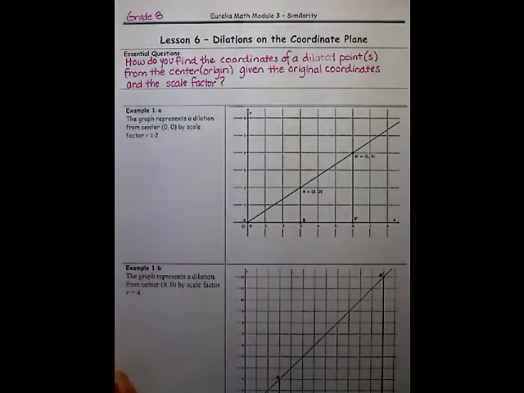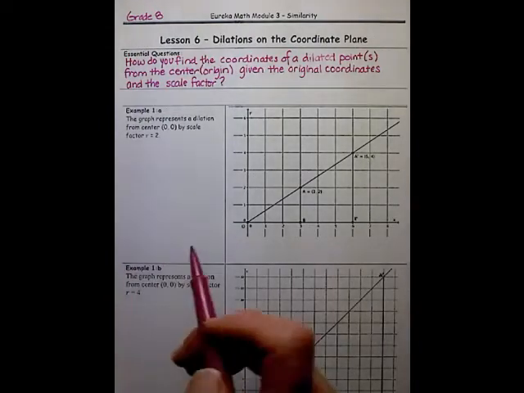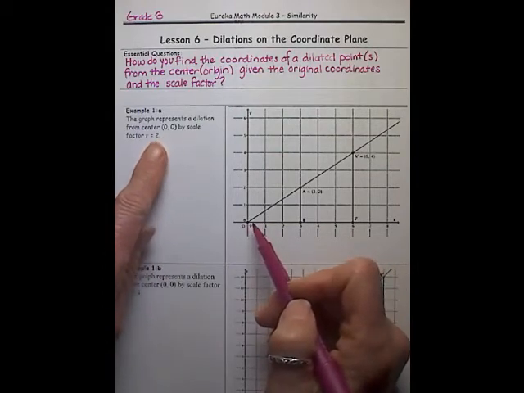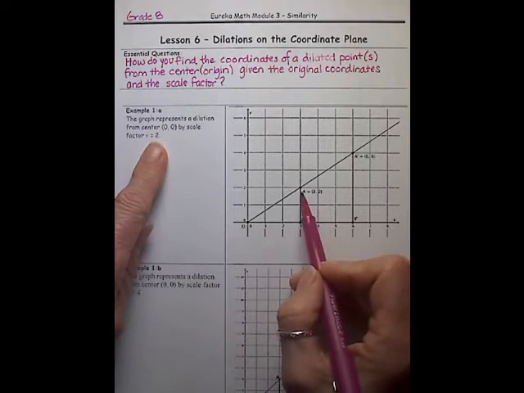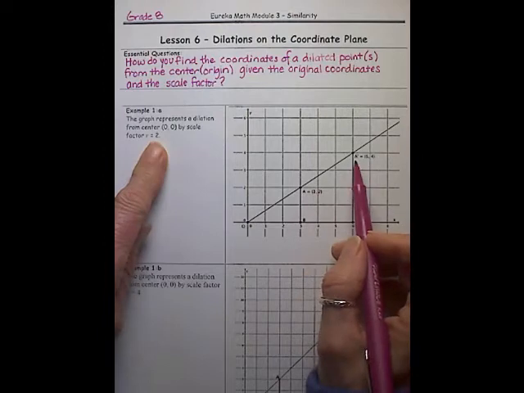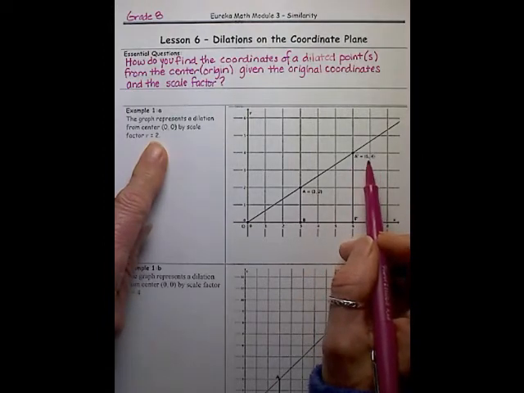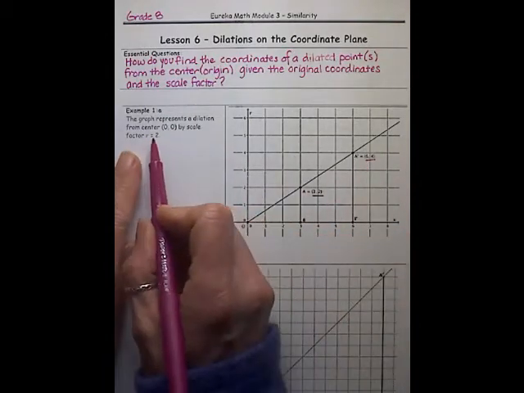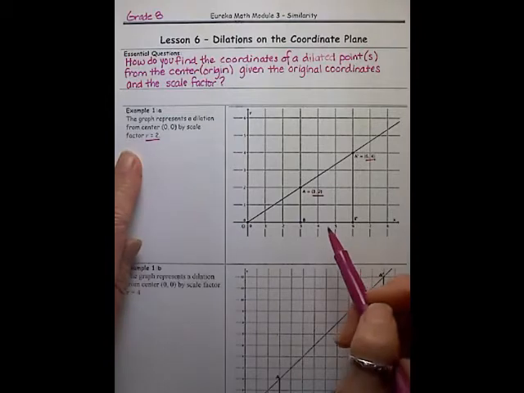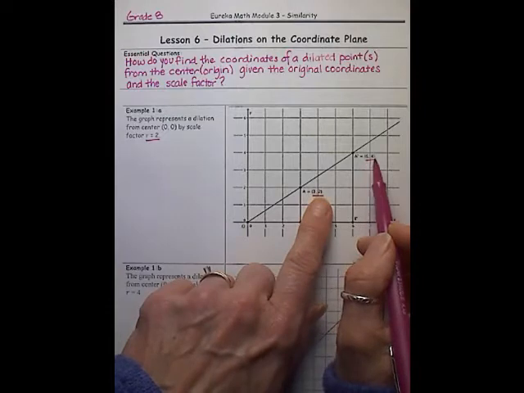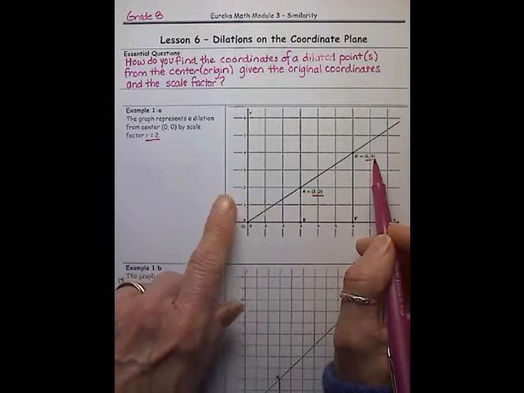In example 1a, let's just take an informal look and see if we can figure out what is happening with the coordinates. This is a dilation from center O by a scale factor of 2. The original coordinates of the point A are (3, 2). The dilated point has coordinates (6, 4). So take a look and compare the two sets of coordinates. Keep in mind what the scale factor is. Hopefully you'll notice that the x-coordinate has doubled and the y-coordinate has also doubled. And the scale factor is 2.